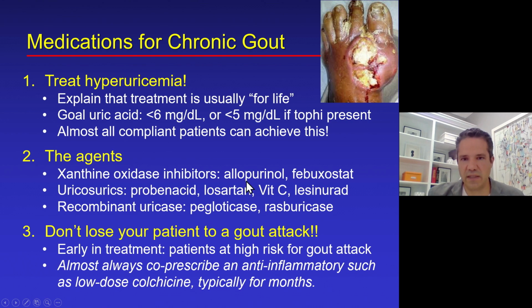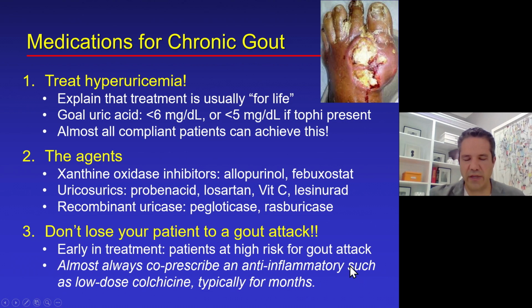There are xanthine oxidase inhibitors, allopurinol. That's our primary treatment for these patients. Febuxostat is an option. Uricosurics are not terribly effective. This isn't even on the US market anymore. I don't think it came out and had no market penetrance. And these are recombinant uricase, which is something you're going to reserve for the rheumatologist to prescribe.